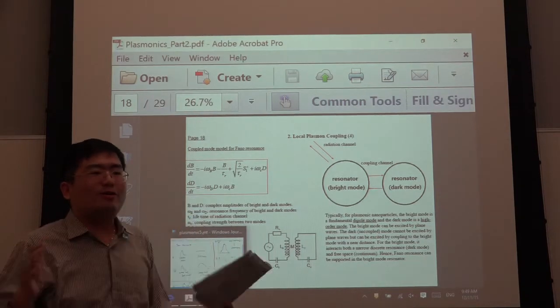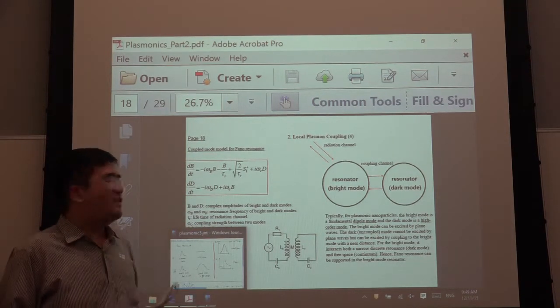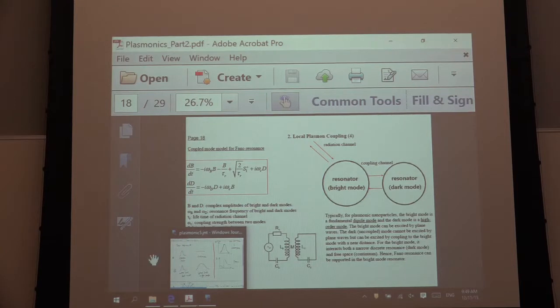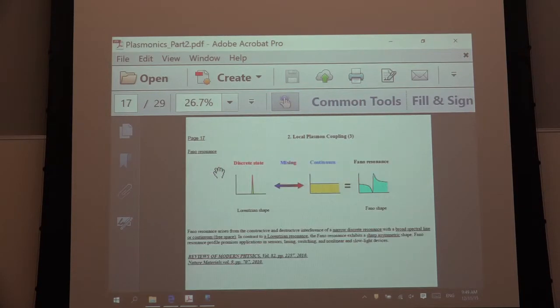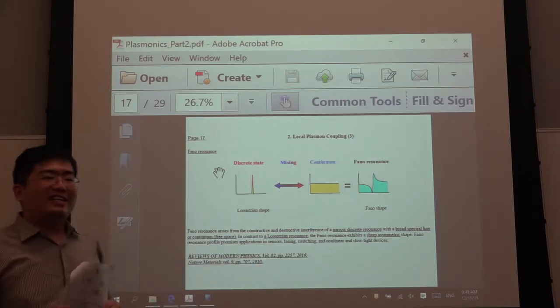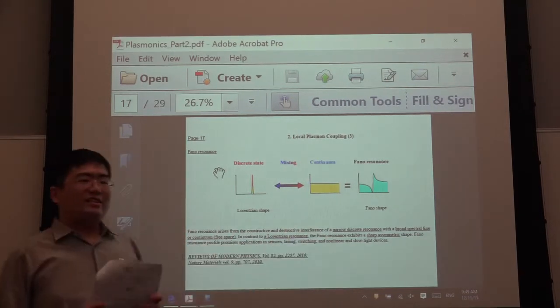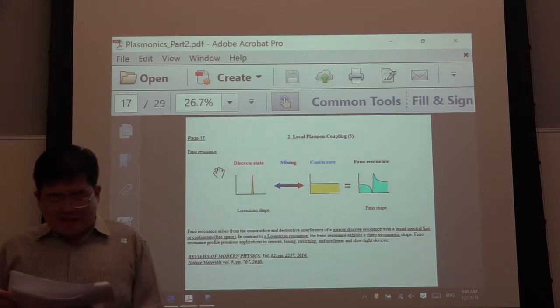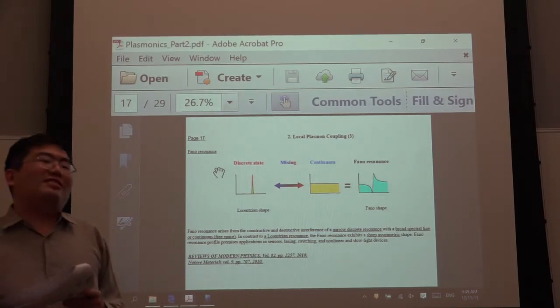If the bandwidth is almost comparable, it cannot be a Fano resonance. So the original definition is very accurate. It's a narrow discrete resonance on a broad spectral line. This is a very standard definition. You must satisfy it. Even in microwave, if you satisfy this, I also believe it has a Fano resonance.